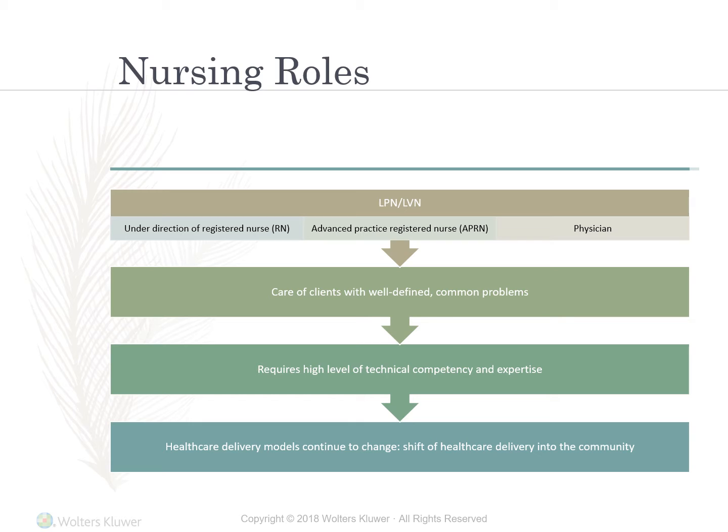What are the nursing roles? Definitely we have different types of nurses with different levels of education that will perform in a variety of setups. Let's look first at the licensed practical or vocational nurses. Those are the nurses that provide care to clients under the direct supervision of a registered nurse, an advanced practice registered nurse, or a physician. The care that LVNs and LPNs provide is well defined, and usually they are looking into chronic conditions or the normal development of an individual.